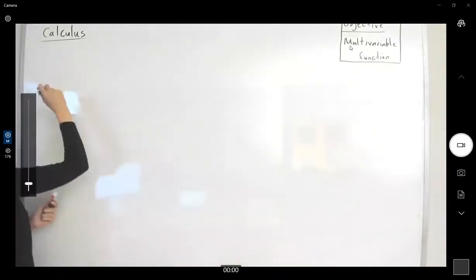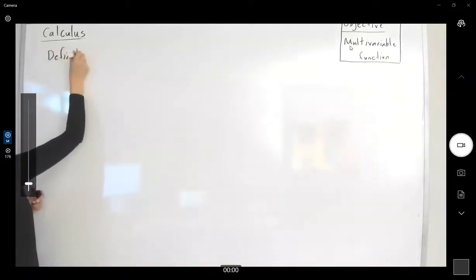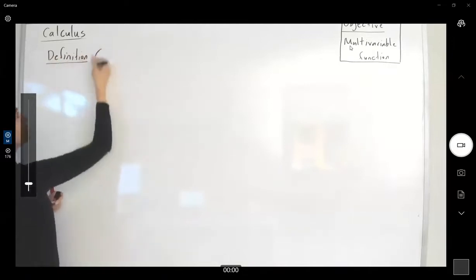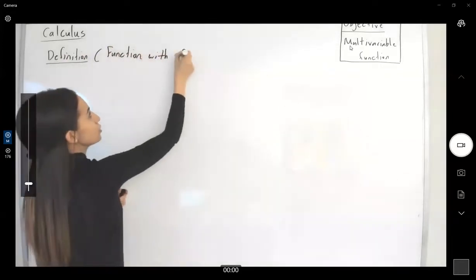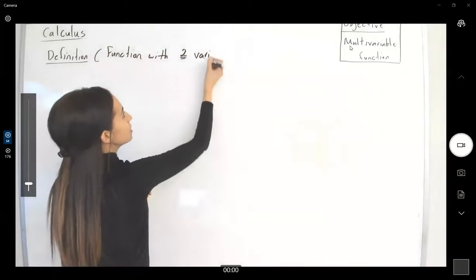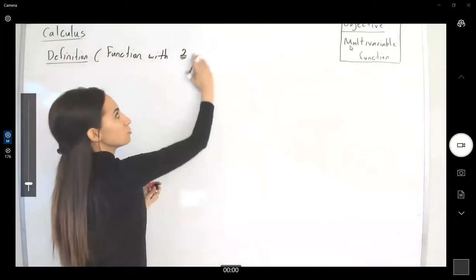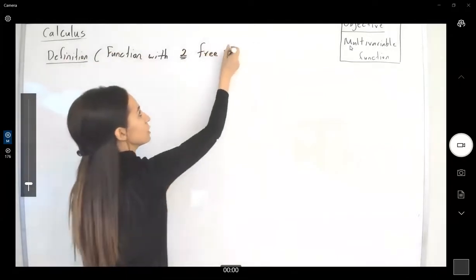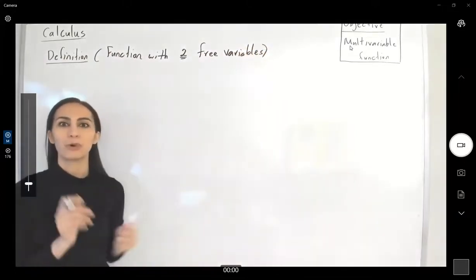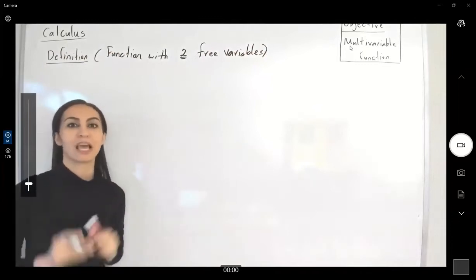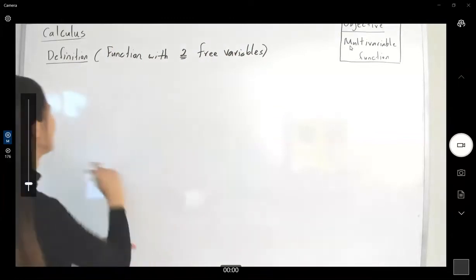Definition of a function with two free variables. When we are saying variables, we are referring to free variables. So if you need more clarification, you can always write free variables. It means that you can freely choose those values for those variables and plug them in to check to see if the function is defined for those values.